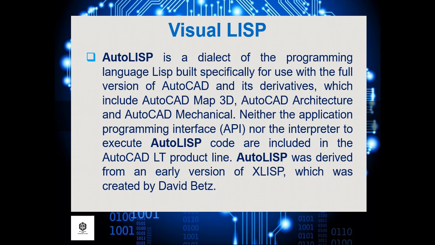Visual Lisp. AutoLISP is a dialect of the programming language Lisp built specifically for use with the full version of AutoCAD and its derivatives, which include AutoCAD Map 3D, AutoCAD Architecture, and AutoCAD Mechanical. Neither the Application Program Interface or API nor the interpreter for executing AutoLISP code are included in the AutoCAD LT product line. AutoLISP was derived from an early version of XLISP, which was created by David Betz.